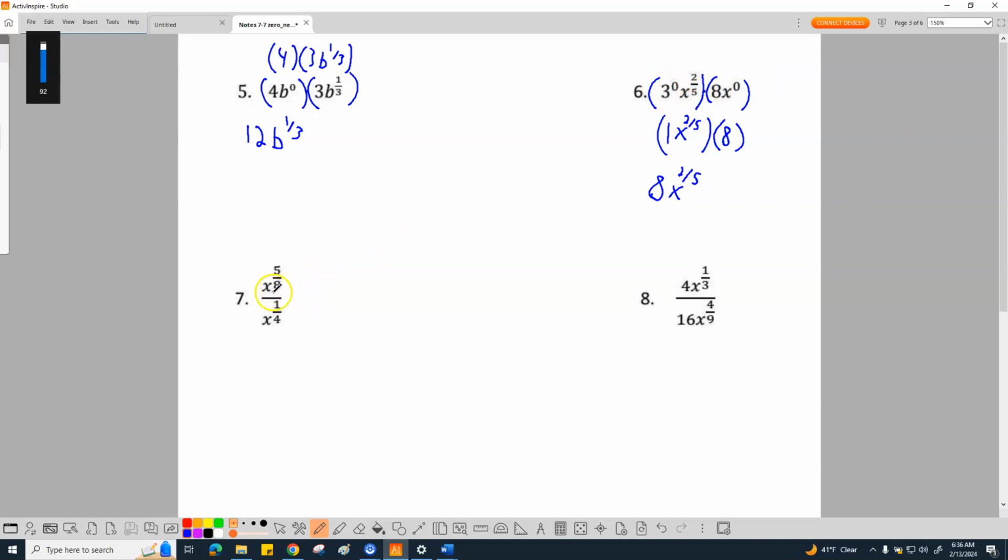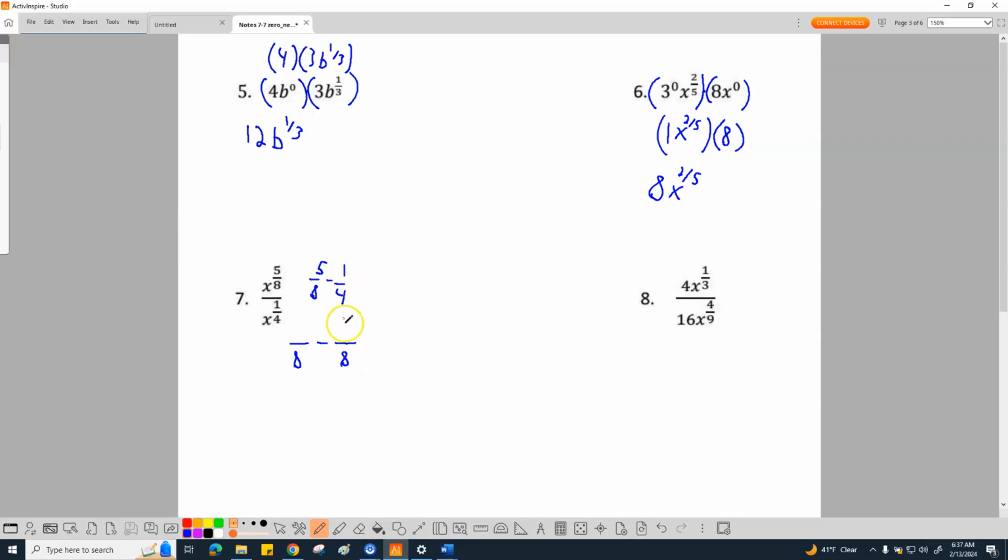Number 7. Now we're dealing with the rule of subtracting. Remember the rule for division. When it has a base on top and a base on bottom, the numerator and denominator, you have to subtract. So you go 5/8 minus 1/4. Now, you have to have common denominators. The best way to do this, on this one, to find the common denominator, it's easy. You can tell that it's 8. So I'm going to make this common denominator 8.